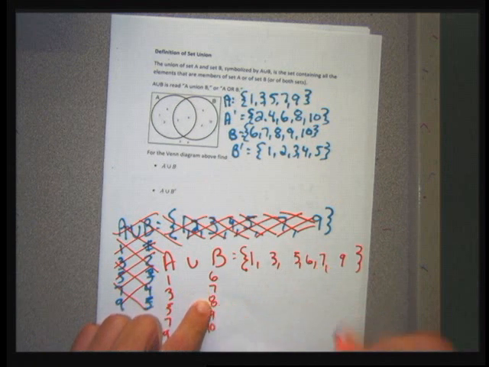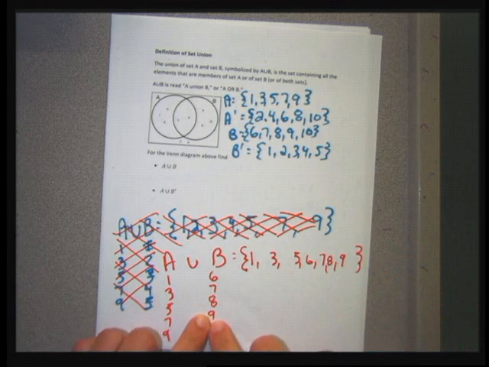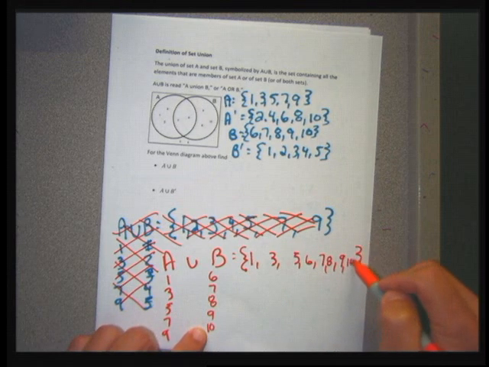I'm not going to write it again. A union B needs to have an 8. I haven't written an 8. I'm going to write it. A union B needs to have a 9. I've already written it. I'm not going to write it again. A union B needs to have a 10. I haven't written it, so I'm going to write it.